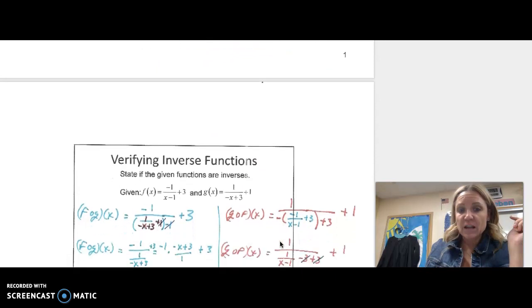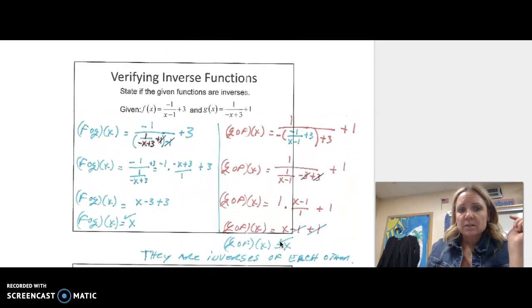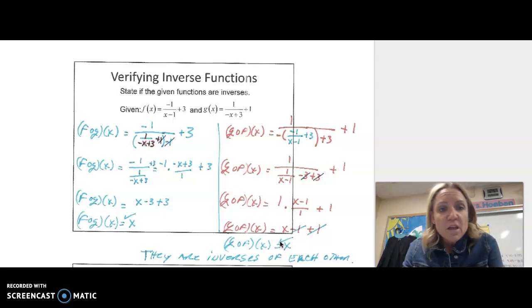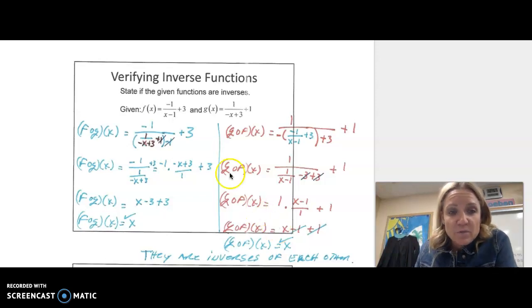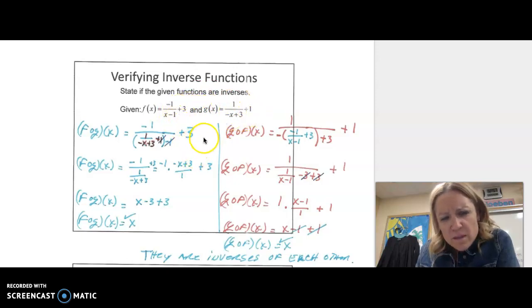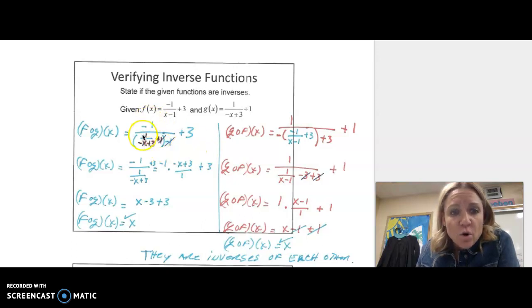All right, moving on to the next slide. State if the given functions are inverses, and we've got a different f of x and a different g of x. I'm seeing some 3's, I'm seeing divisions. Maybe they're inverses of each other. Let's see, okay? So we're going to start with all this stuff for g and plug it into this equation where this x is. So where the x was, we plug in 1 over the negative x plus 3, plus 1.